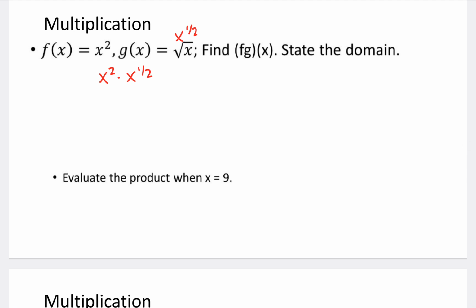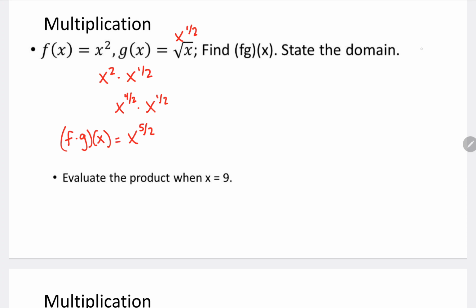So we have the same base, which is x. And our exponent rules say that when you're multiplying, you're going to add exponents. So we're going to take 2 plus 1/2. If we get common denominators there, that's like saying 2 is 4/2, and 1/2. When we add those, we get 5/2. So f times g of x is x to the 5/2 power.